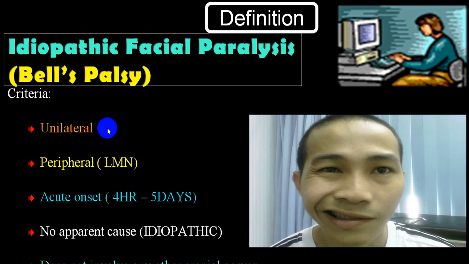The characteristics of this is it is always by and large unilateral. It is lower motor neuron. It is acute onset, and acute onset means from 4 hours to 5 days, and you cannot identify the cause, we call idiopathic. When all these criteria are fulfilled and does not involve any other cranial nerves, then it is labeled as Bell's palsy. Sometimes you get a lower motor neuron facial along with involvement of other cranial nerves, and it can be bilateral, say like in Guillain-Barré, poliomyelitis, motor neuron disease, sometime even in multiple sclerosis. But this will be pure idiopathic, unilateral, lower motor neuron, acute onset, and cause is not identifiable. There is no apparent cause.